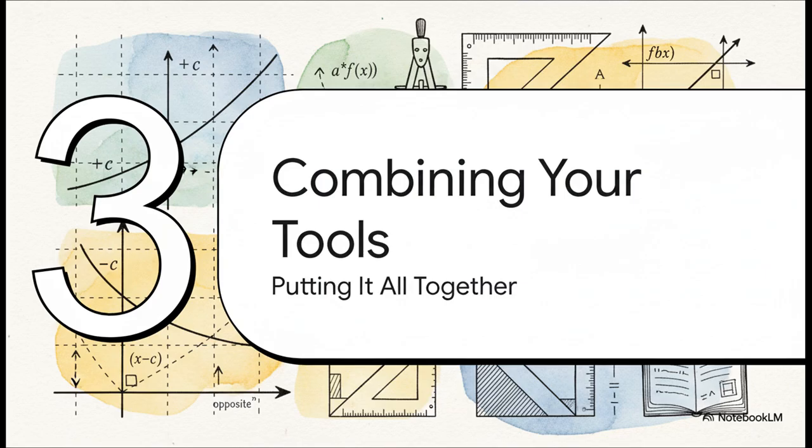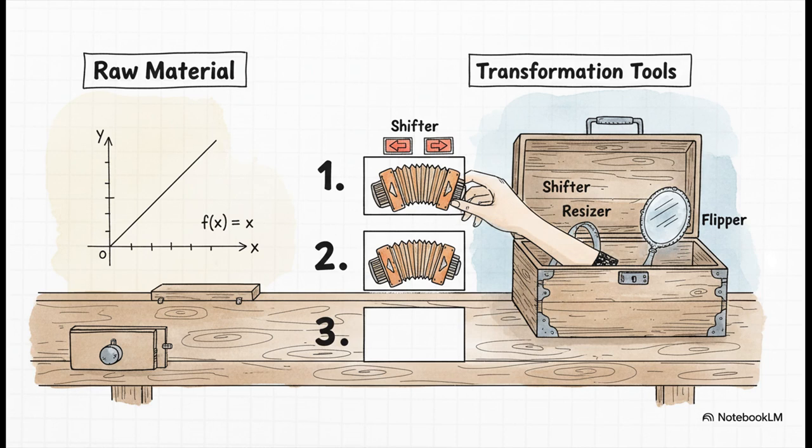All these tools we've been talking about, the shifter, the resizer, they're great on their own. But their real power, their true potential, is unlocked when you start using them together. You start combining them, stacking them one after another to sculpt a line into exactly what you need. Think about it. In the real world, you're not just going to do one thing. You might need to make a line flatter and then shift it up. To do that, you just apply your tools one at a time in order.